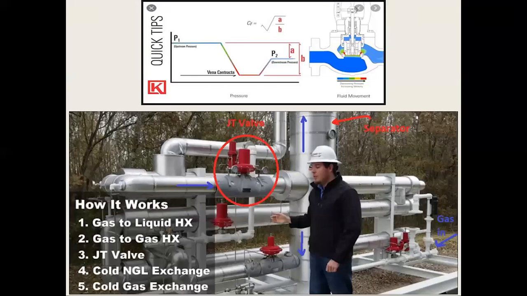Here again, I intentionally provided in my lectures photos from real life in order to let the students see what they study in real life. Here's the operator, and here I marked the JT valve. How it works: gas to liquid heat exchanger, gas to gas heat exchanger, JT valve, okay? Cold natural gas liquid exchanger, cold gas exchanger. I consider this a separator because I didn't have details, but I only got the picture. So I'm adding these to illustrate to my students. You shouldn't worry very much about the details of this equipment, but look at this.